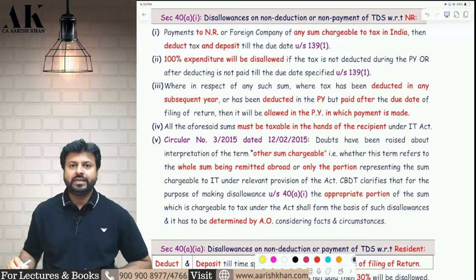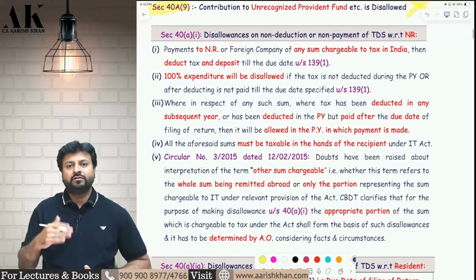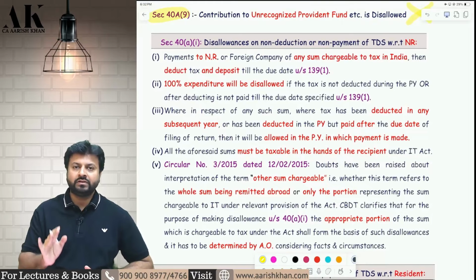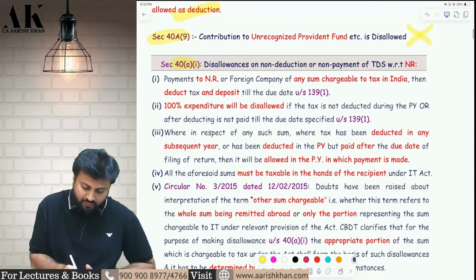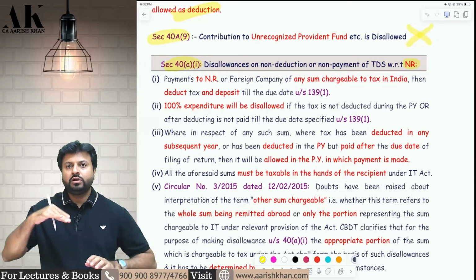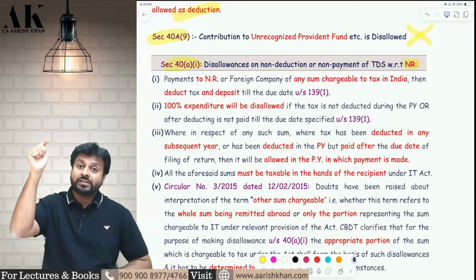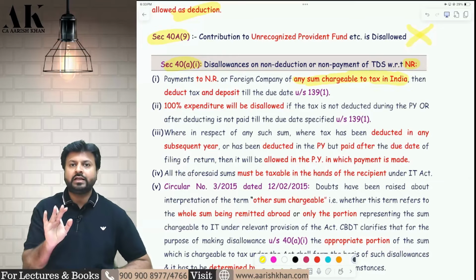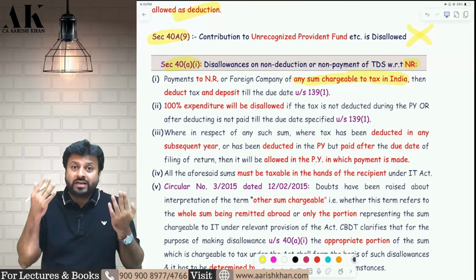So after section 40 capital A, let's move on to section 40 small a, and in this small a there are mostly TDS disallowances and tax disallowances. The first one is 40A1. When you make a payment to a non-resident and if the income of the non-resident is chargeable to tax in India, that is very important. If it is not chargeable to tax in India, then you are not supposed to deduct TDS also. And if you are not supposed to deduct TDS, the question of disallowance does not arise.